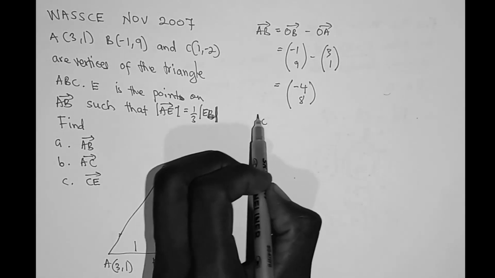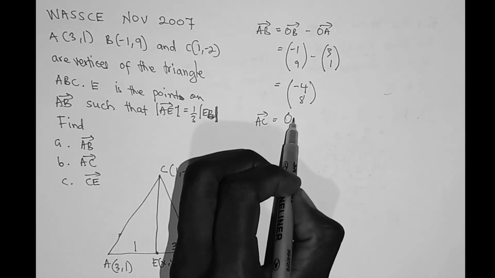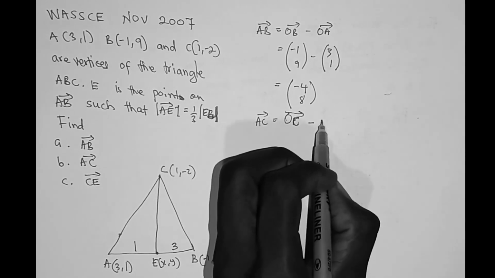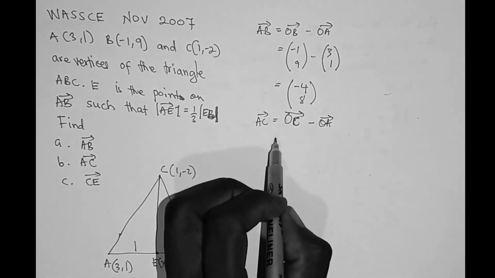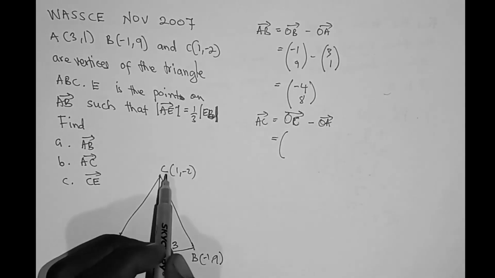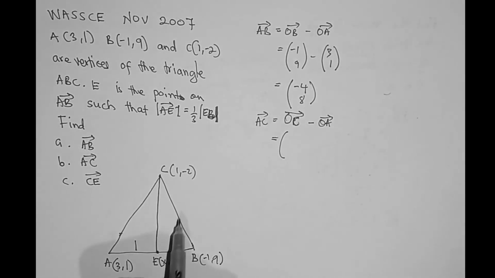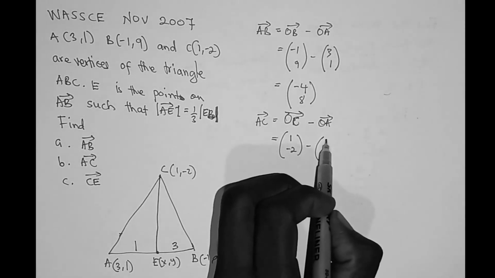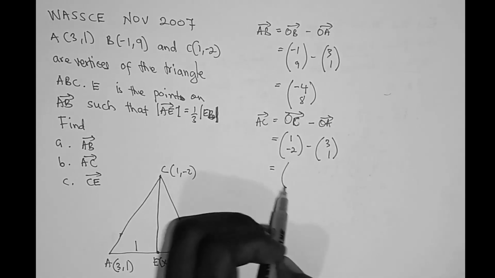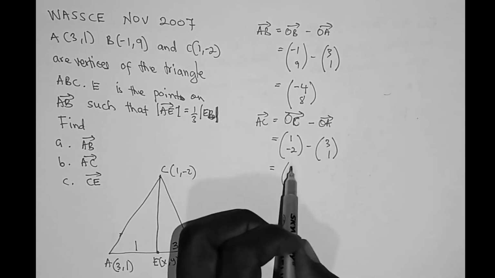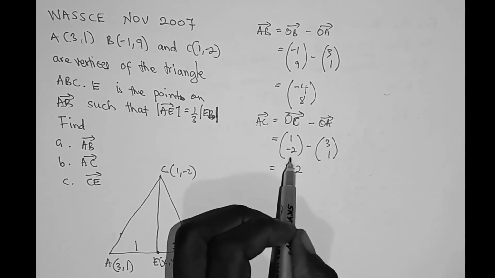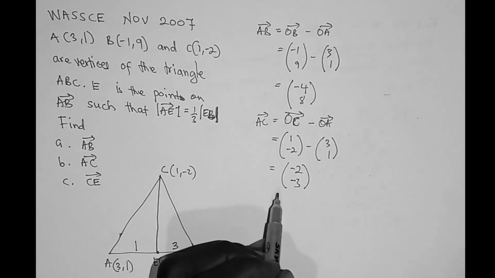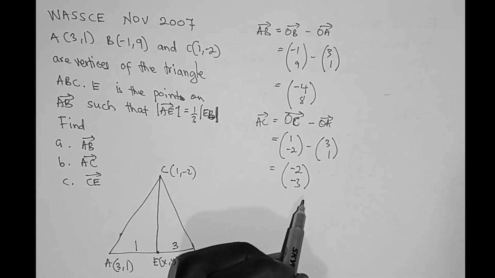Let's find the vector AC. It's equal to the position vector OC minus position vector OA. So what is position vector OC? OC is 1, minus 2. So 1, minus 2, minus OA. OA is 3, 1. And this is equal to 1 minus 3 is -2. And -2 minus 1 is -3. And therefore vector AC is -2, minus 3.